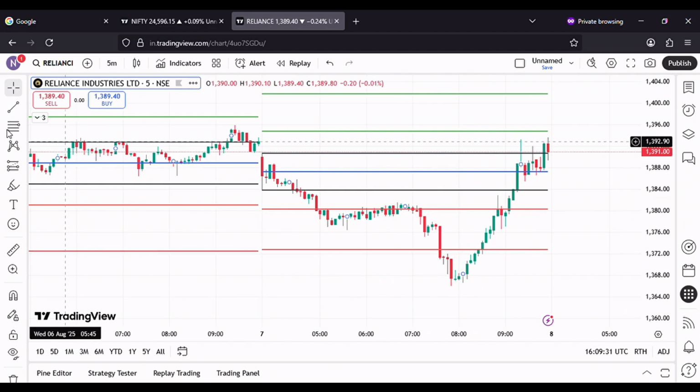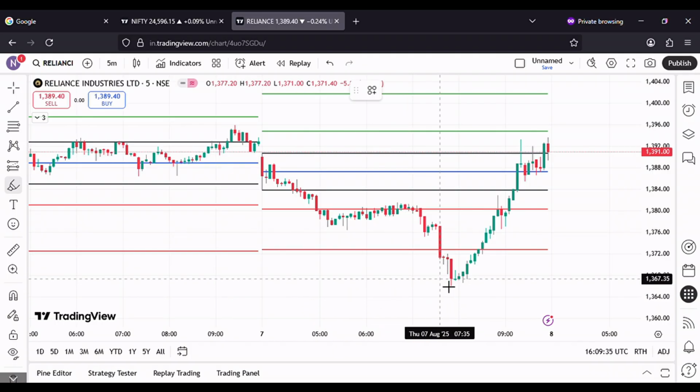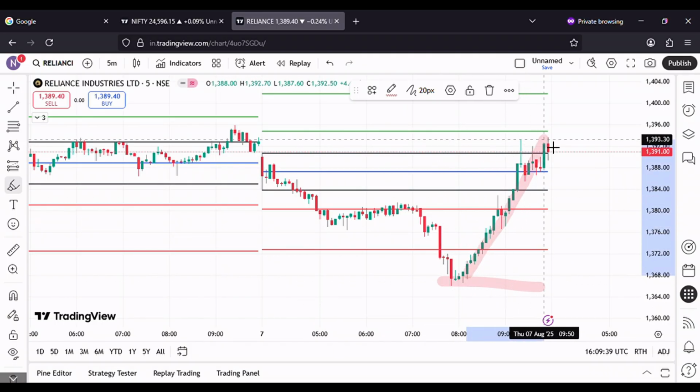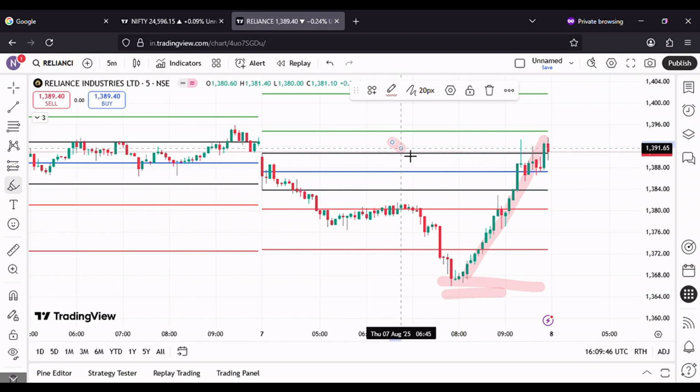After a reversal, you can enter here, marking this as the low. You can enter here, see how it moves. You can keep the stop loss below this level. This is how our indicator is helping us.